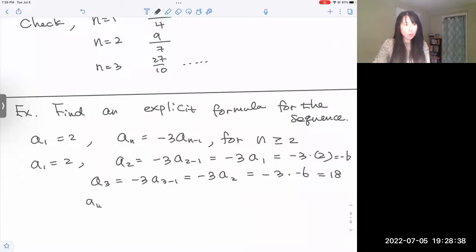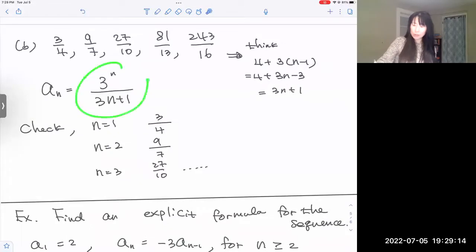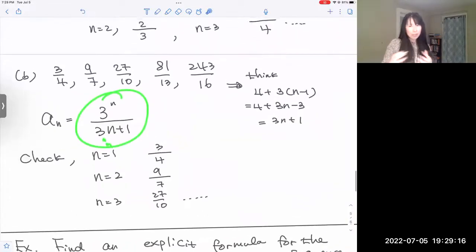All right. a sub 4, which is negative 3 times a sub 4 minus 1, which is negative 3 times a sub 3, equal to negative 3 times 18. Okay, negative 54. All right, so we need to find the formula like earlier.